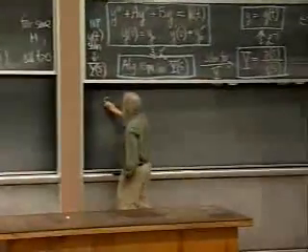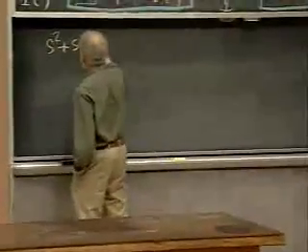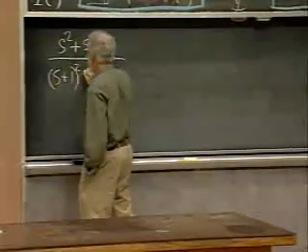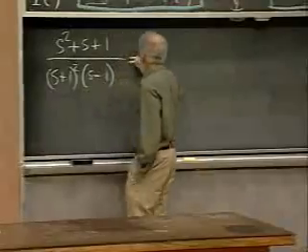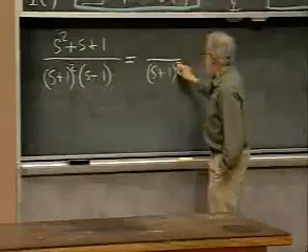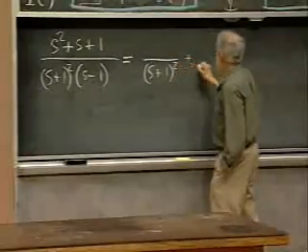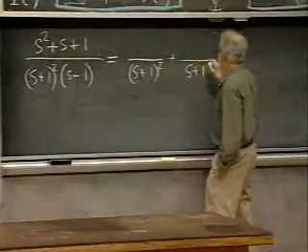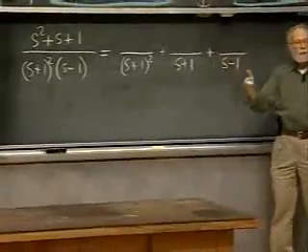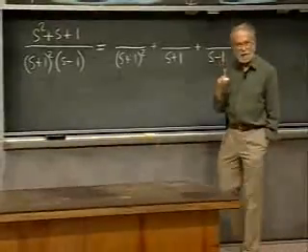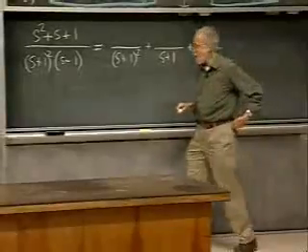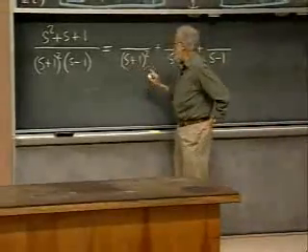Okay. s squared plus s plus 1 divided by that thing, s plus 1 squared times s minus 1, equals something over s plus 1 squared, plus something over s plus 1, plus something over s minus 1. In the top will be constants, just constants. Let's do it this way first, and I'll say something else at the very end.